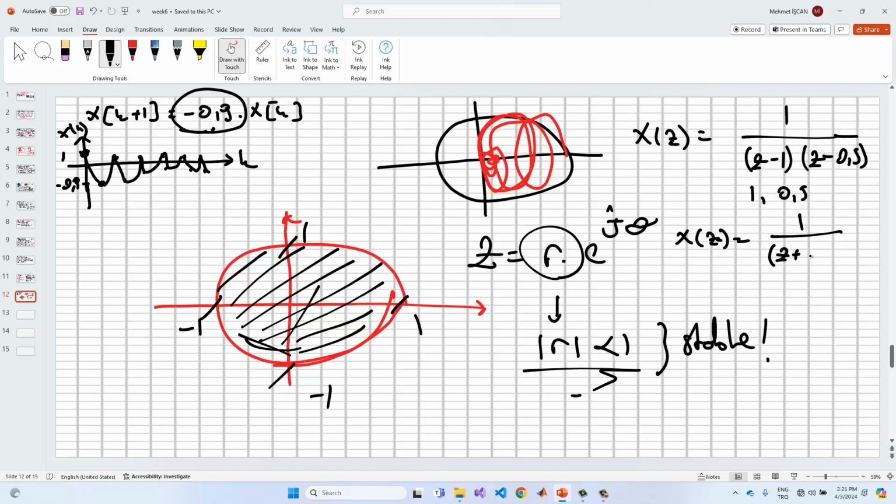z plus 0.9, z minus 1.1. Stable or not? Not stable. Why? Because of our poles, we have one that is bigger than one. Yes.